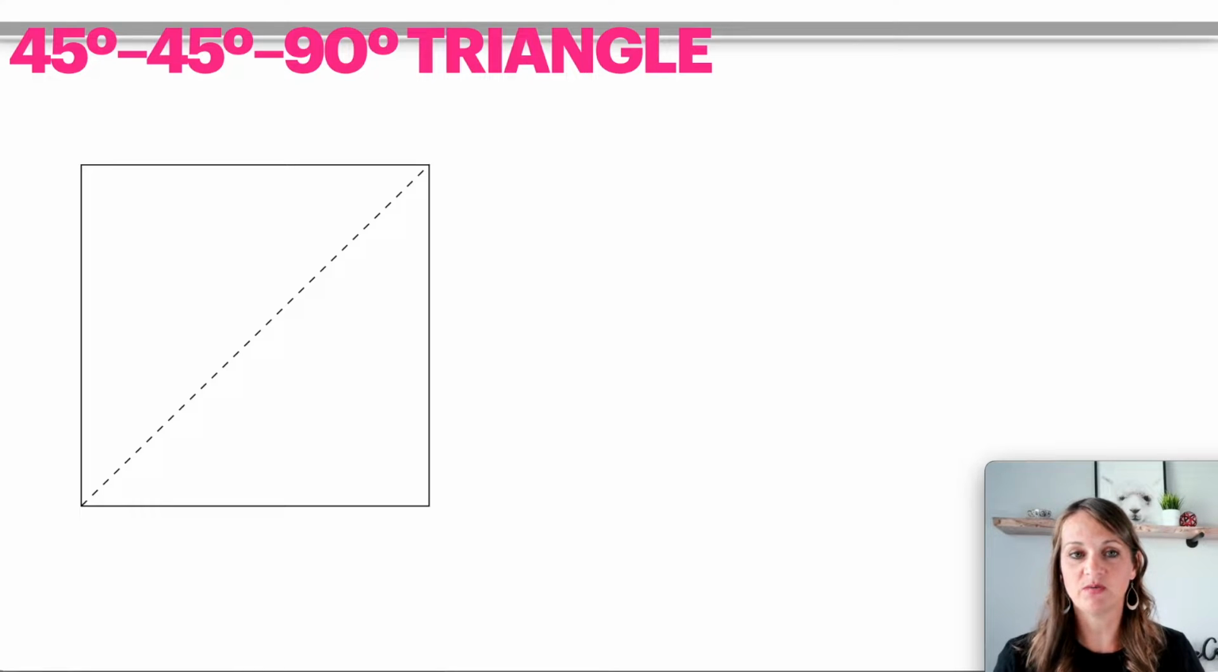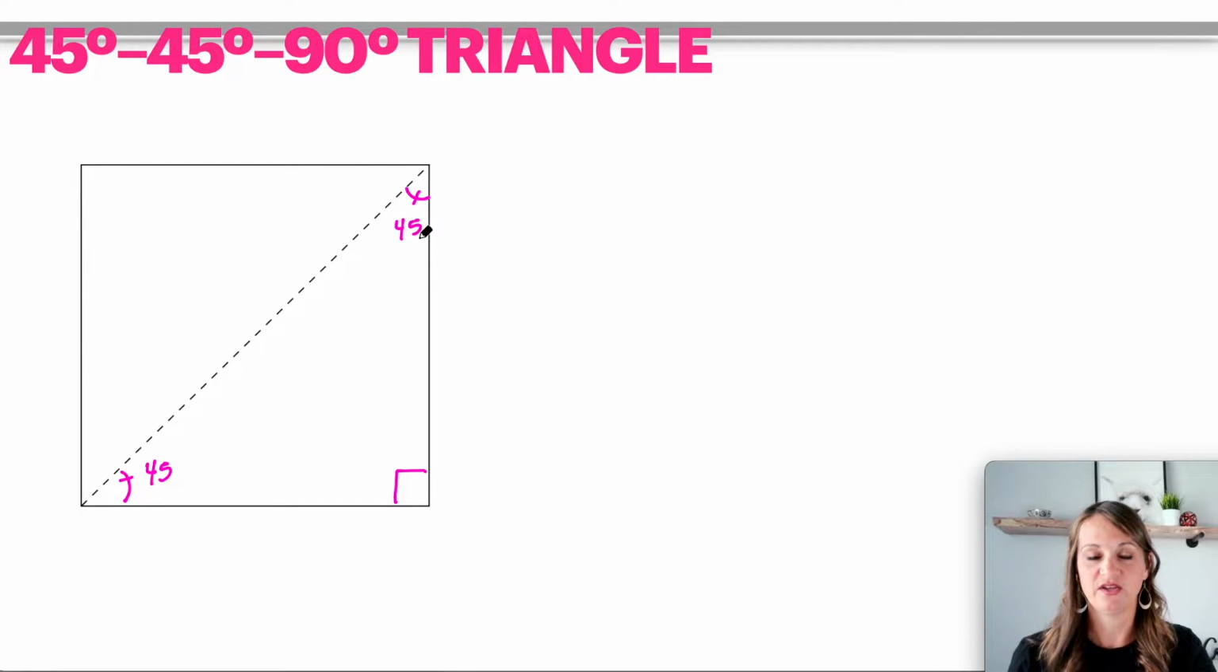Honestly, a 45-45-90 degree right triangle basically comes from a square. Why? Because a square is the only thing that is going to create a diagonal that cuts it in equal angles. So therefore, this would be 90 degrees, this would be 45 degrees, and this would be 45 degrees. So therefore, that is why we get a 45-45-90 triangle.